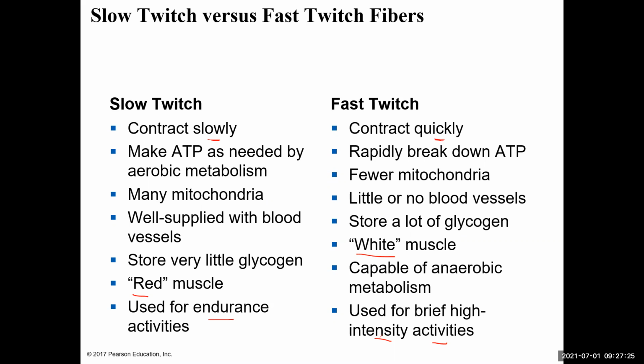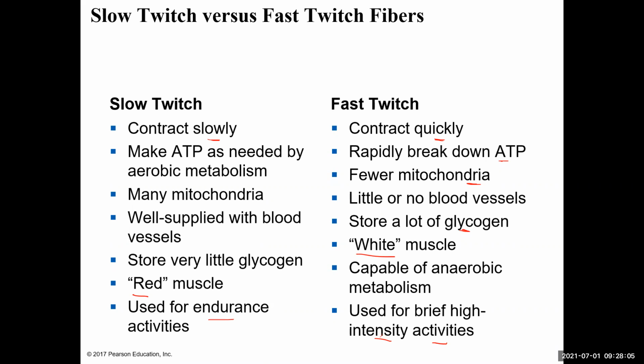Now, fast twitch rapidly breaks down your ATP stores, and because that activity is just happening so quickly, it just depletes the ATP stores, and then once the activity's over, it builds those ATP stores back up. But because of that, it's not undergoing cellular respiration and generating ATP during the activity, so it doesn't need a lot of mitochondria, not a lot of blood vessels, because it doesn't need as much oxygen to keep that constant ATP store there, and it tends to store a lot of glycogen molecules.